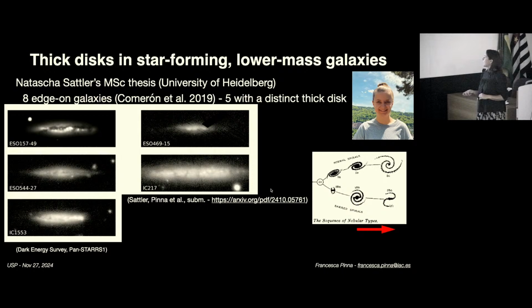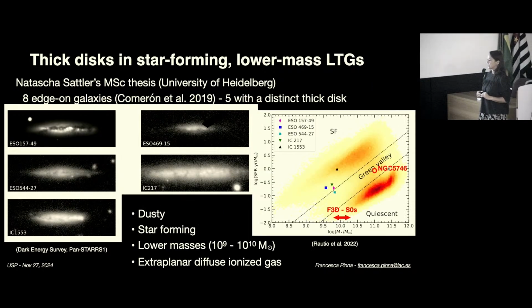So here we are moving a bit more to the right of the Hubble sequence, because these galaxies are actually very dusty, star forming. They have lower masses, and they actually have some ionized gas, which is extraplanar, even at the heights corresponding to the thick disk. If you look at the position of this sample in this diagram, which is star formation rate as a function of the galaxy mass, this is from Rocha et al. 2022. The sample is here. So the 5 galaxies with the thick and thin disks are located here. And here I added the mass range of the lenticular galaxies, which were very quiescent. They don't have star formation at all.